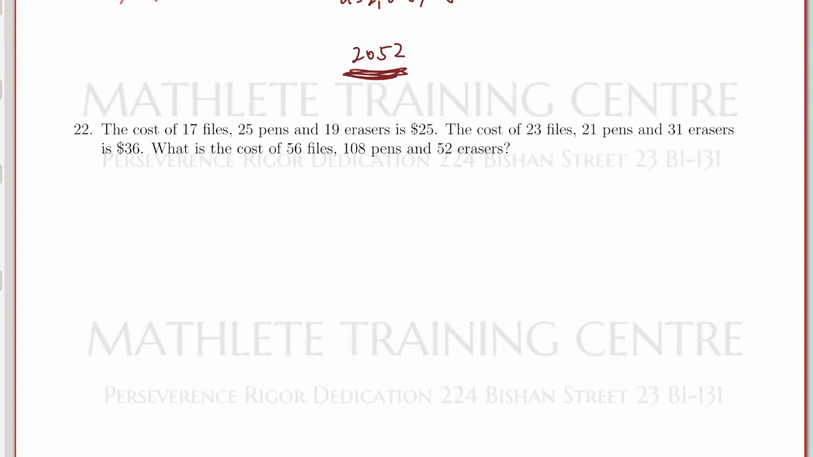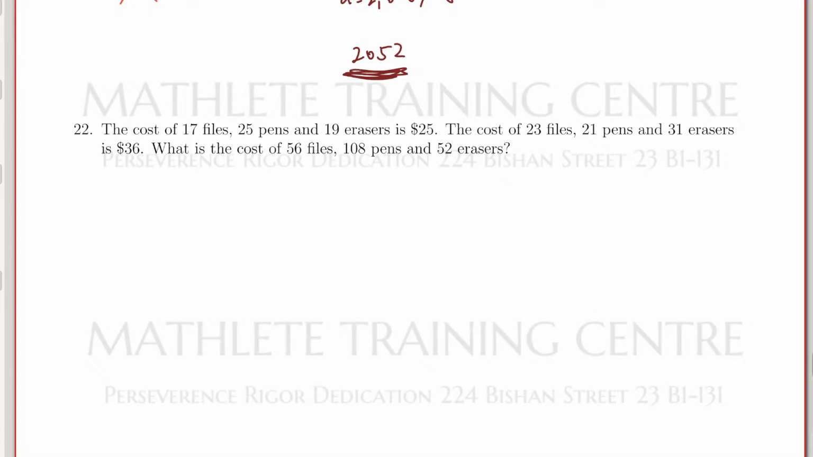Okay, question number 22. Question 22 is a question which I don't really like from the competition, because it is just a pure algebra question. It is not possible to really do it without using any algebra. Okay, so let's take a look at what it means.